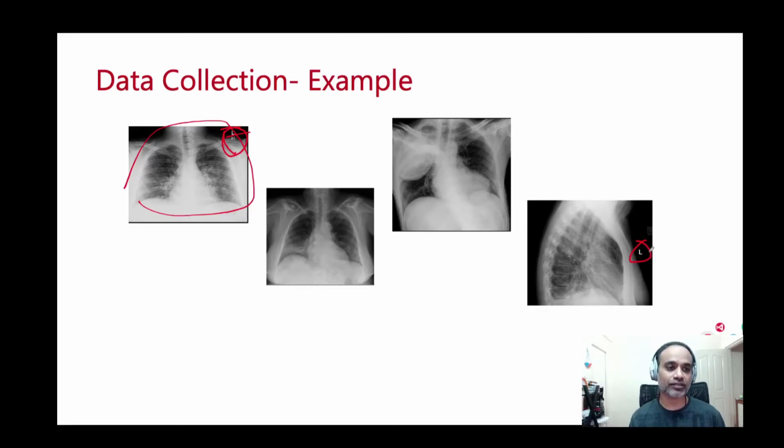This is also a kind of data collection issue. When you're collecting, you make sure that you do not have this kind of information in your X-rays or in your image data set, where it gives the model a hint. That way it will perform very well at training time, but in production, it won't work.